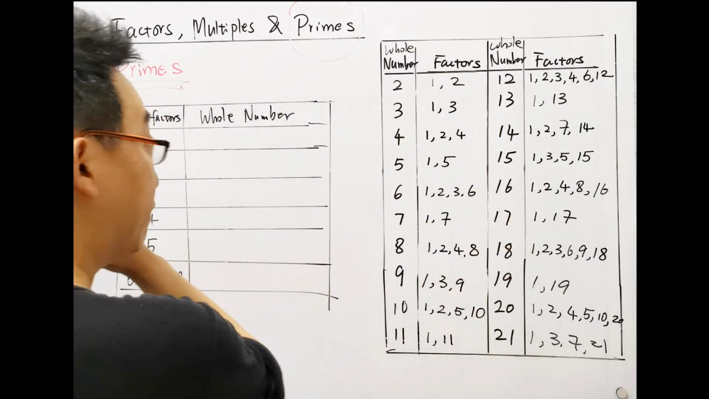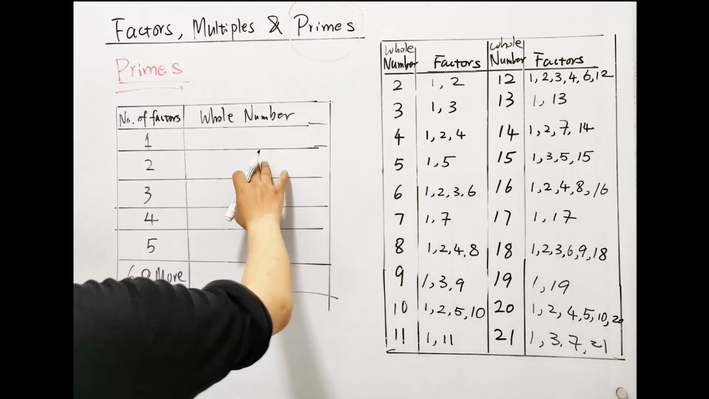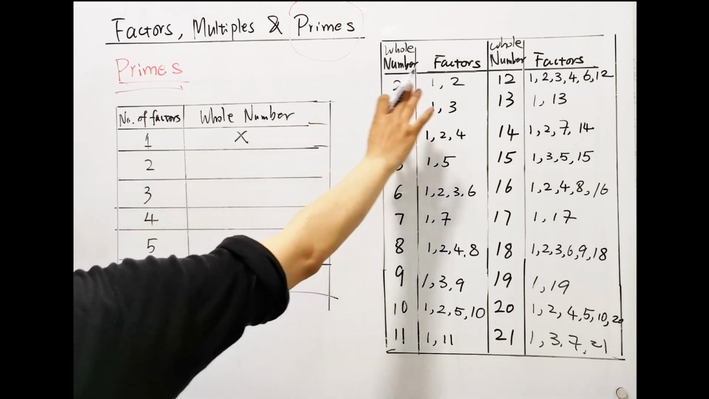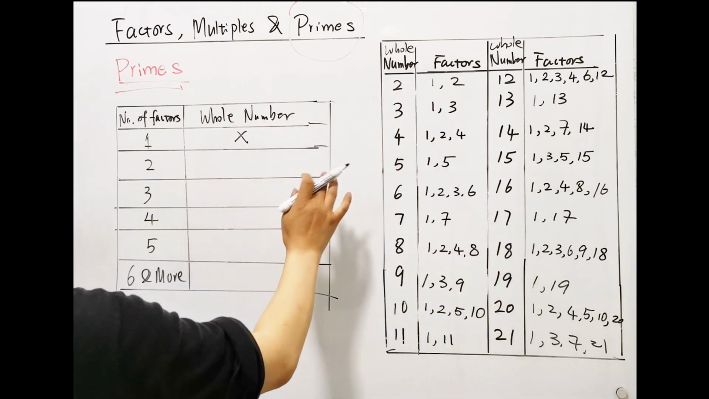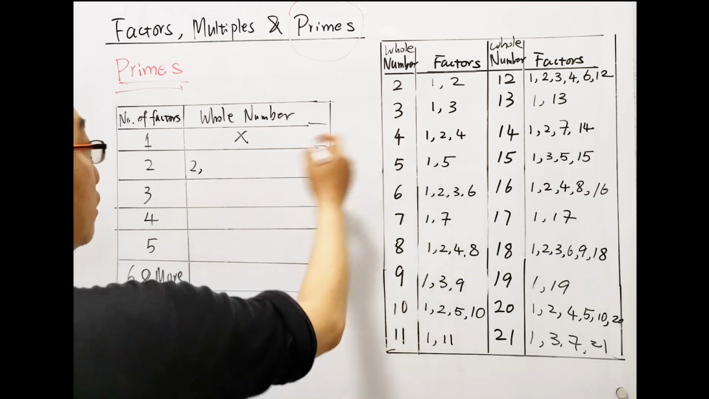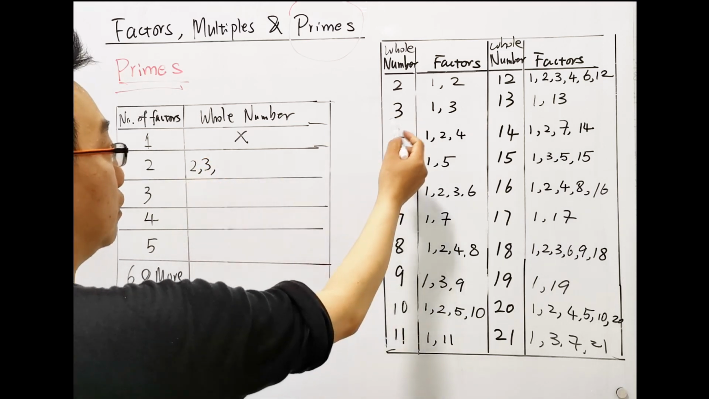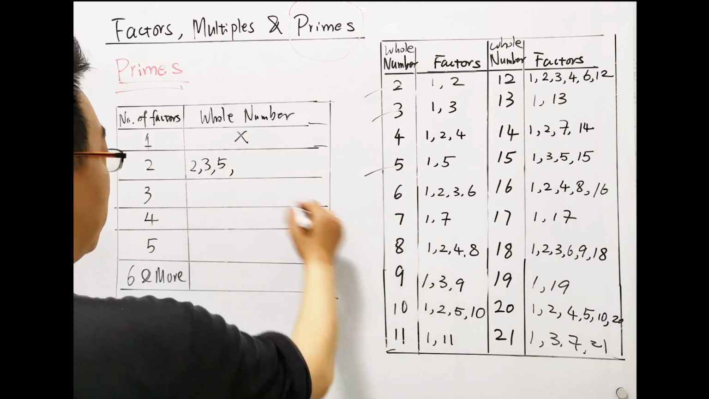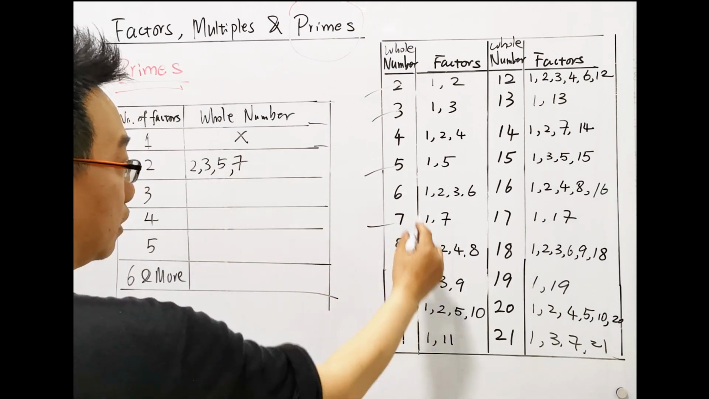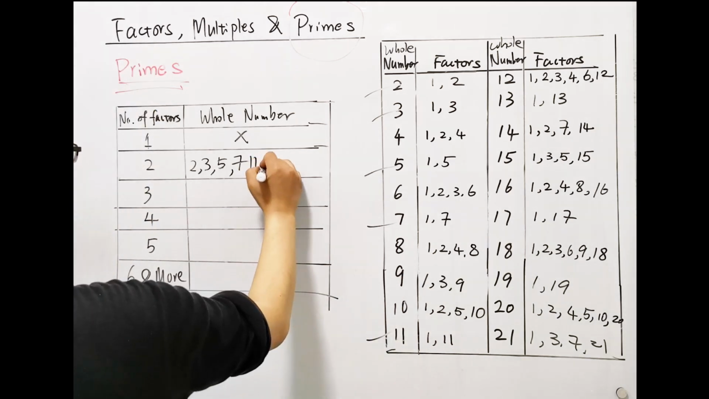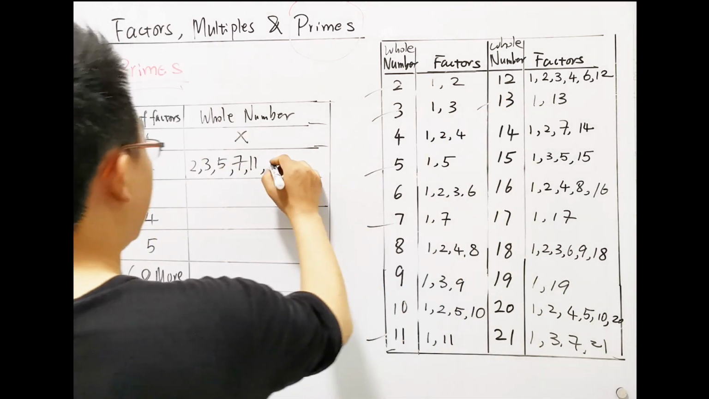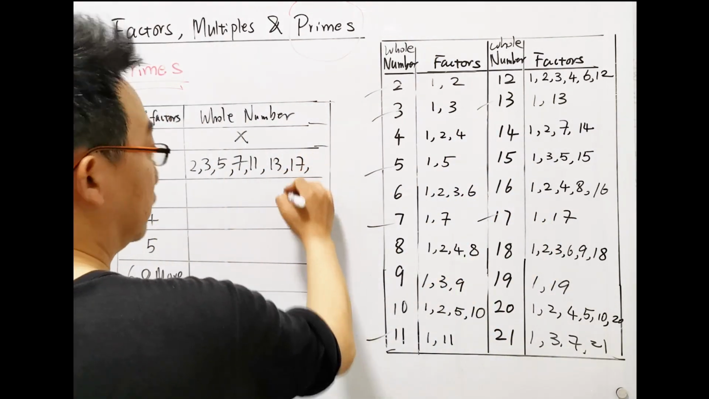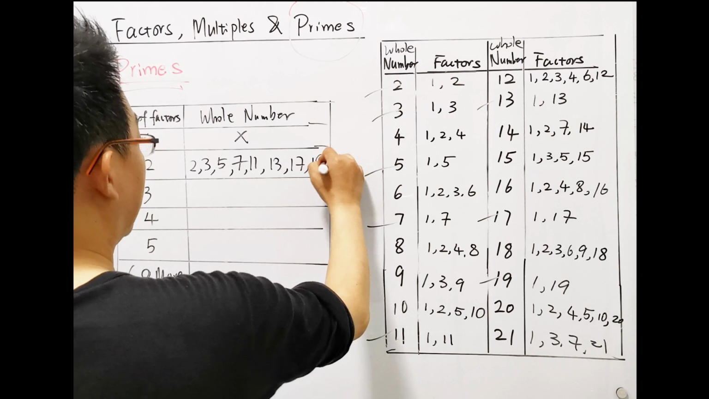Okay, let's organize. How many whole numbers have one factor? No, we don't have any, right? They're all more than 2 above. So how many have 2 factors? We have 2, 3, 5, 7, and 11. What else? 13, right? Continue, we have 17. We have 19 as well, right?